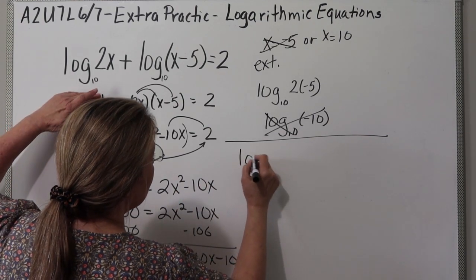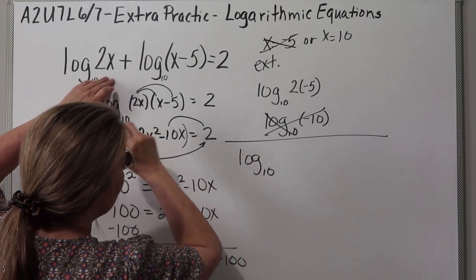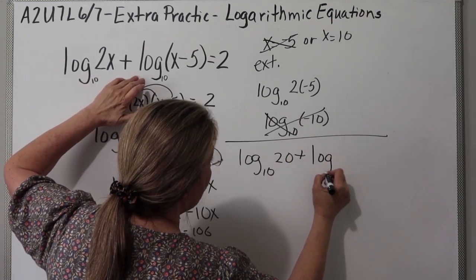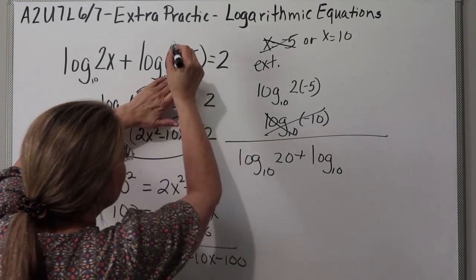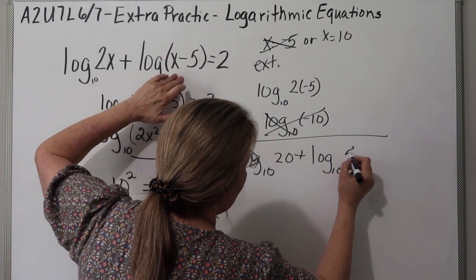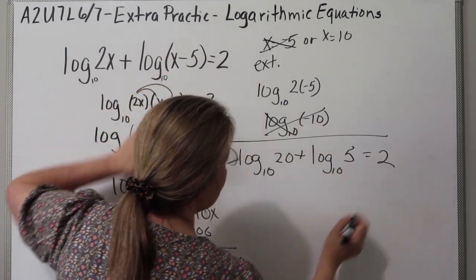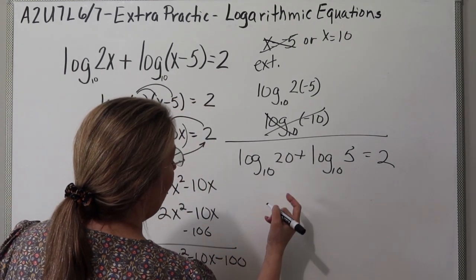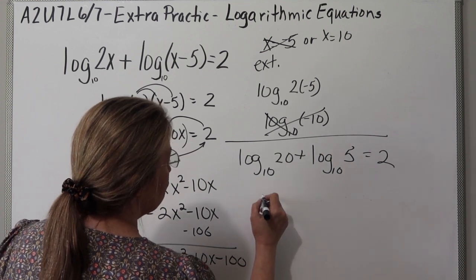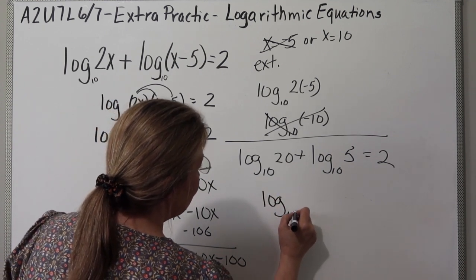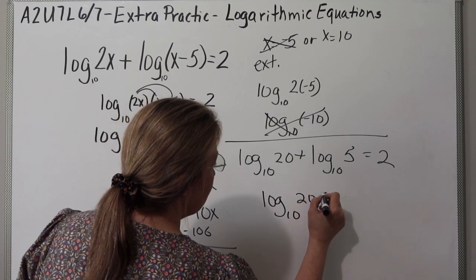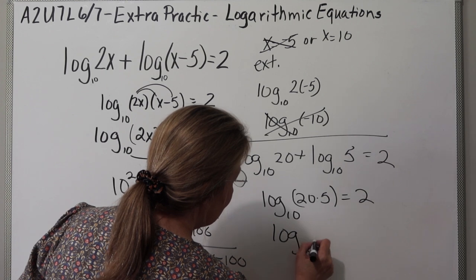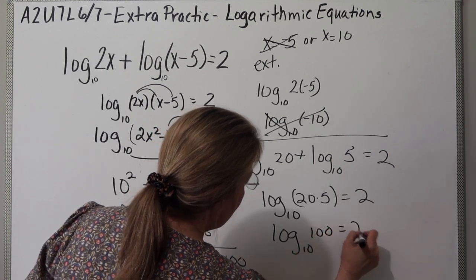If I put 10 in here, I get log base 10 of 2 times 10, which is 20, plus log base 10 of 10 minus 5, that gives me 5, equals 2. Alright, let's condense. Since this is a sum, I can use my product property, and this will be the log base 10 of 20 times 5. So this is log base 10 of 100 equals 2.